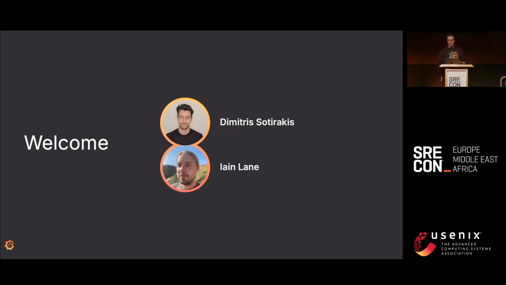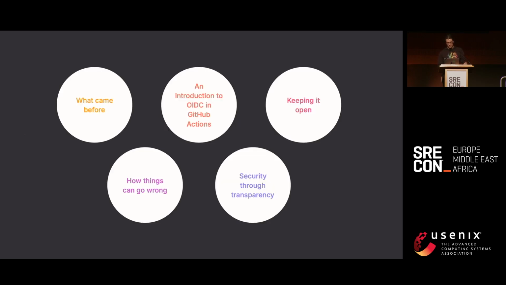As Danny said, we're Dimitris and Iain, software engineers on the platform team at Grafana Labs. So here's what we'll talk about. We'll take you through our current situation via an introduction to OIDC and our new state with keyless access to Google and AWS resources. Since we're an open source company, a lot of this is open source too, and we will try to show you where this stuff lives and how you can all use it.